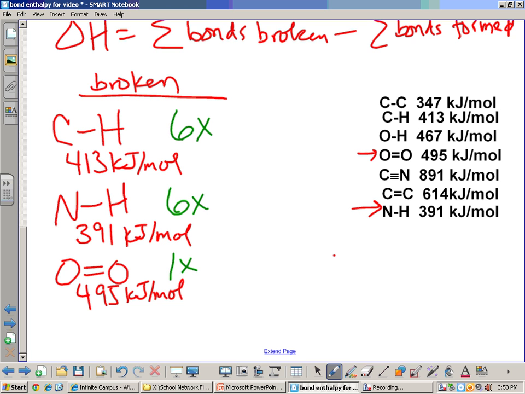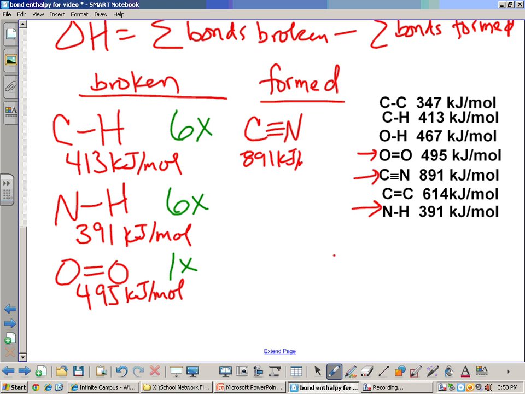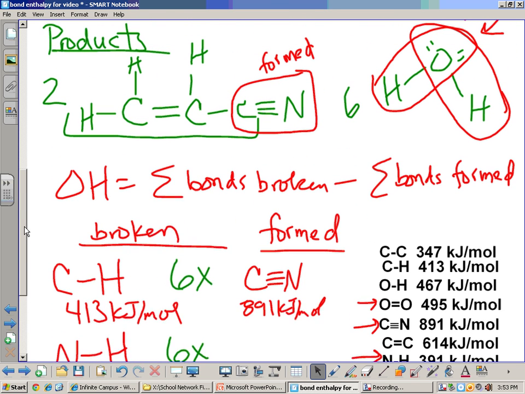Formed, bonds that are formed. What is it that we're making? We are making a carbon triple bond nitrogen. Carbon triple bond nitrogen is right there. That's 891 kilojoules per mole. How many times are we making that bond? How many times are we forming that bond?